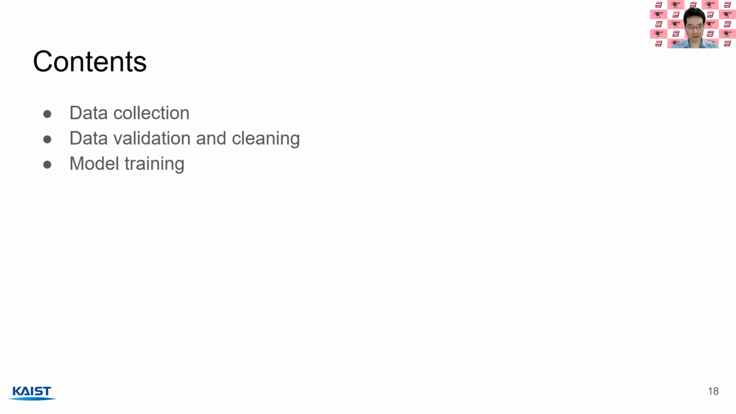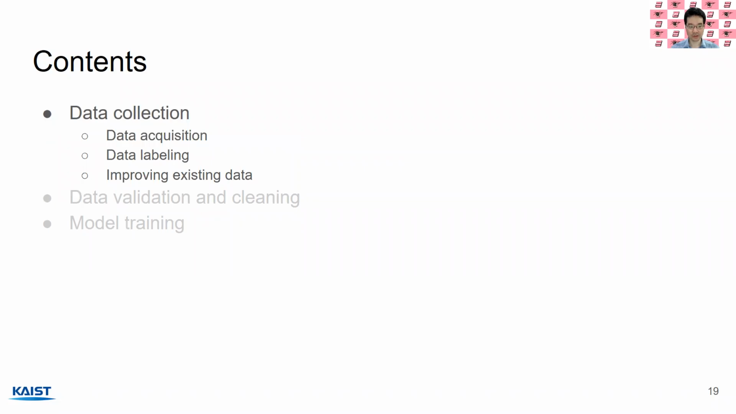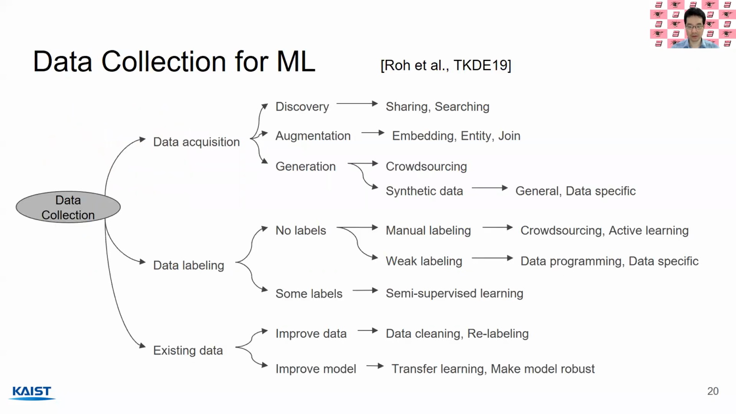So part one is data collection. Within data collection, we will cover data acquisition, data labeling, and improving existing data. Recently, my students and I performed a survey on data collection techniques for machine learning.